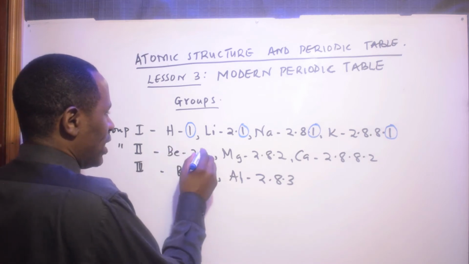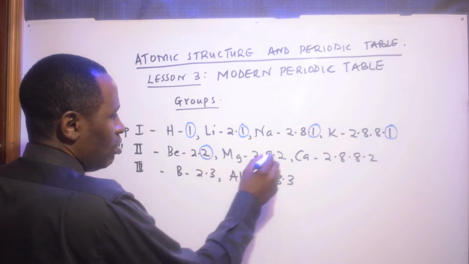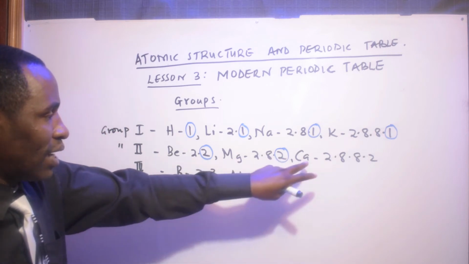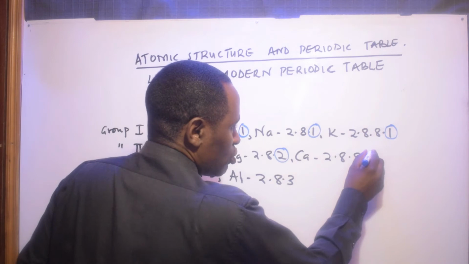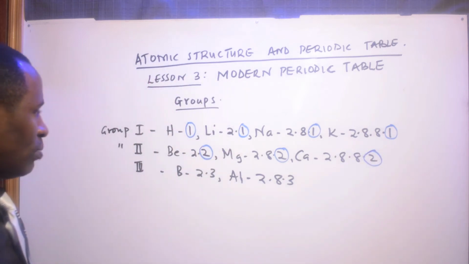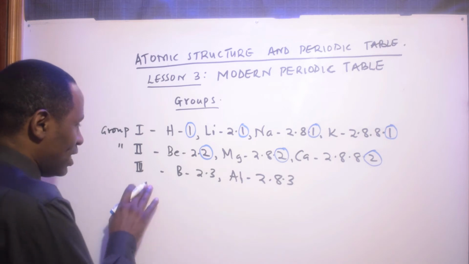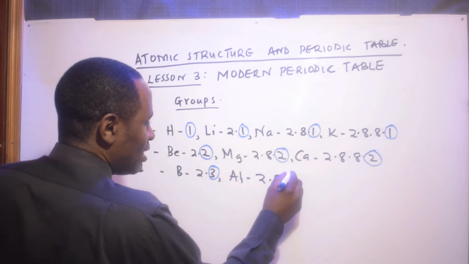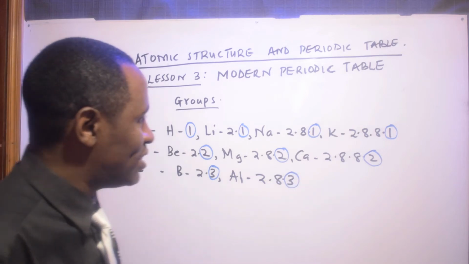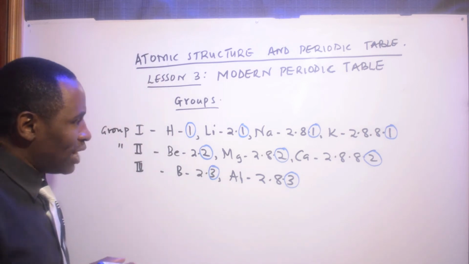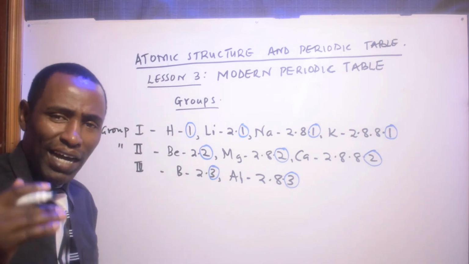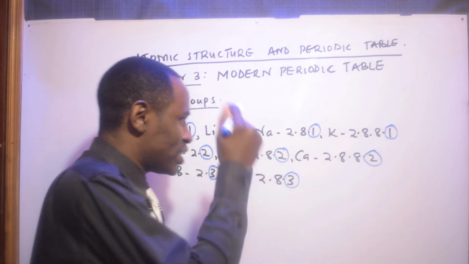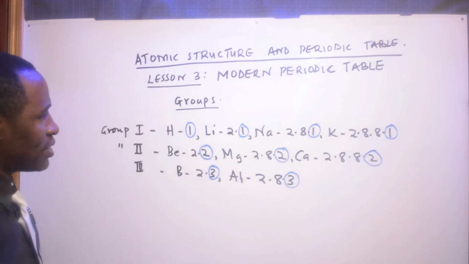Now, for group 2, we have 2 electrons in the outermost energy level: magnesium with 2,8,2, calcium with 2,8,8,2. Again, 2 electrons in the outermost energy level. For group 3, we have 3 electrons in the outermost energy level. Aluminium again has 3 electrons in the outermost energy level. The electrons in the outermost energy level, we refer to them as valence electrons, because they determine the valency of that particular element.